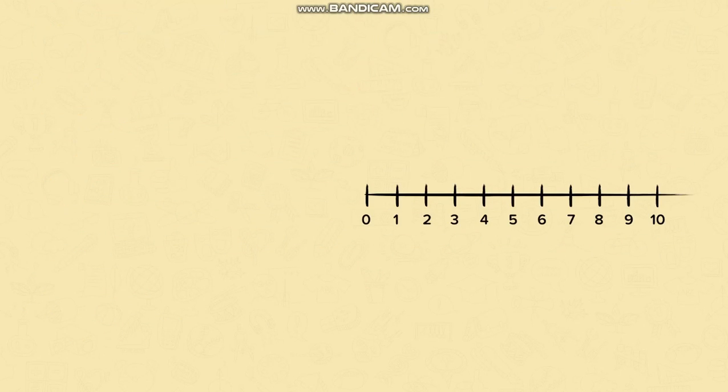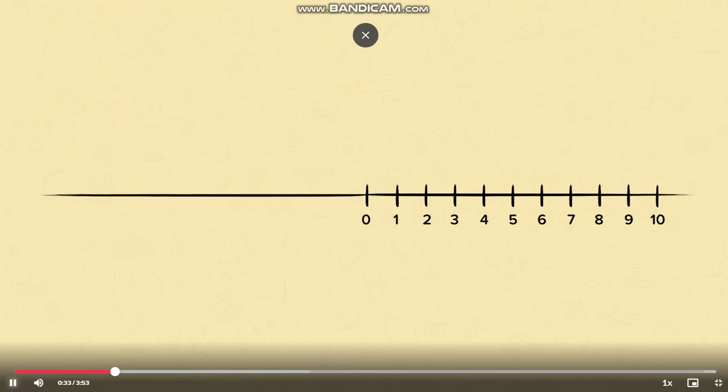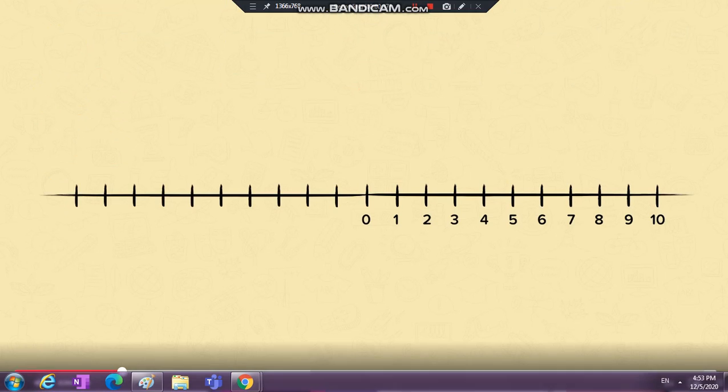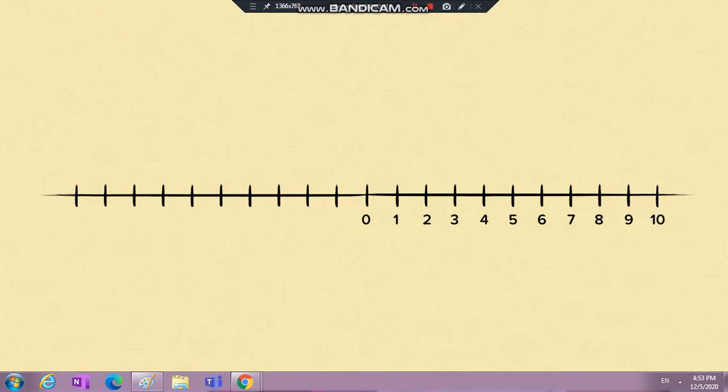So here's a number line that we'd recognise, from 0 to 10. But number lines don't start at 0. What if we count backwards from 0? If we do that, we go into negative numbers. So, we get negative 1, negative 2, negative 3, negative 4, negative 5, negative 6, negative 7, negative 8, negative 9, and negative 10.